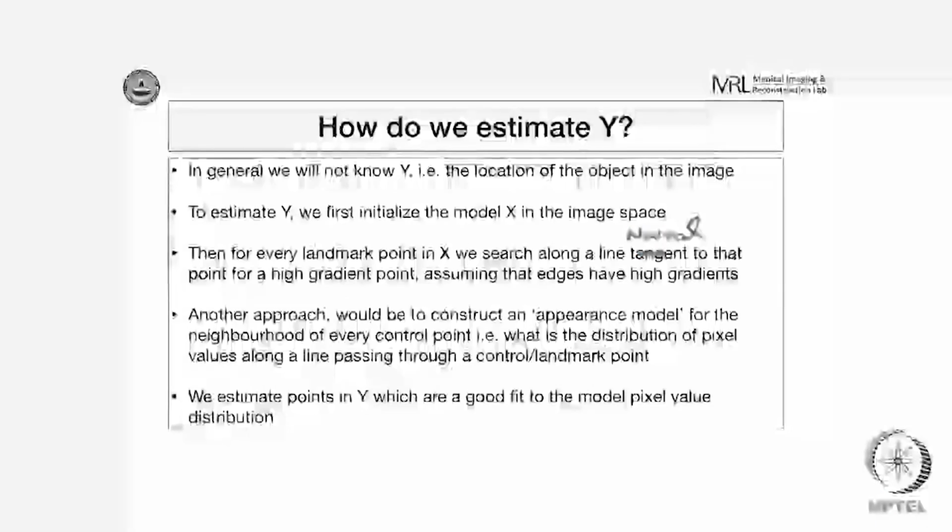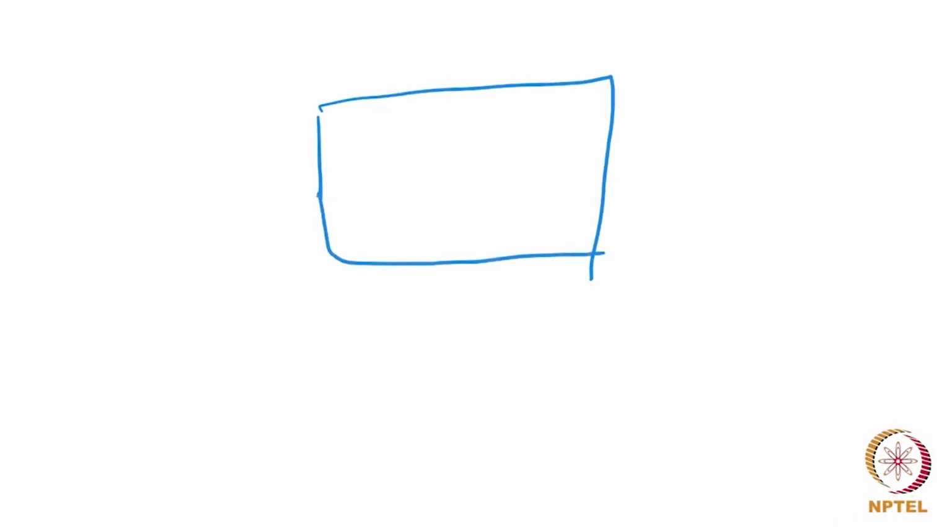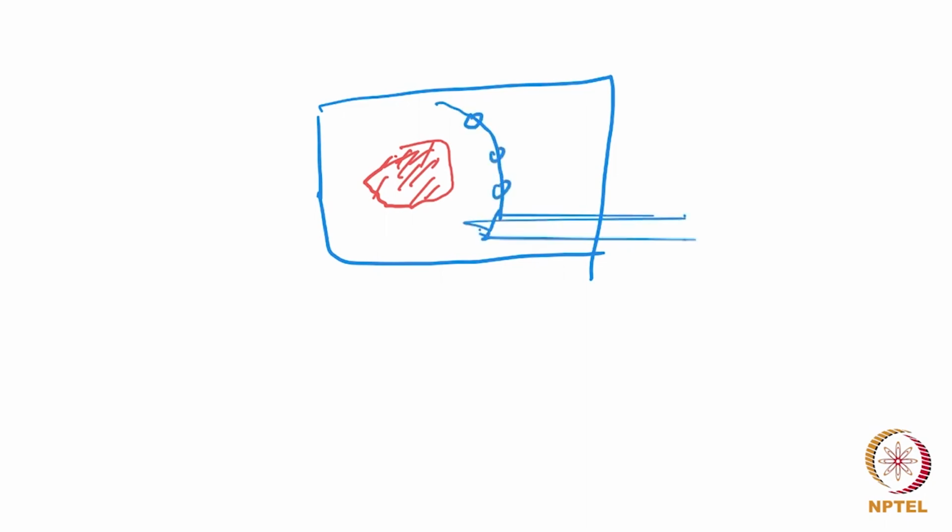Okay. So once again, let me just draw this so that we know what we're talking about. Let's say this is a picture, this is our image. Let's say there is an object in there. This is the object we are looking for possibly, and then we have a shape model. The shape model is like this, and these are our control points.